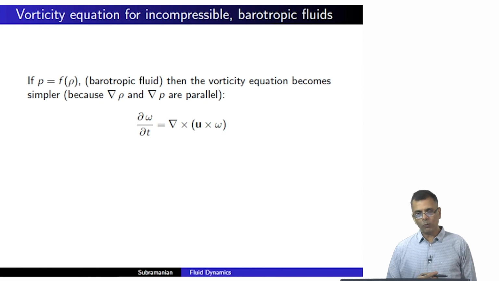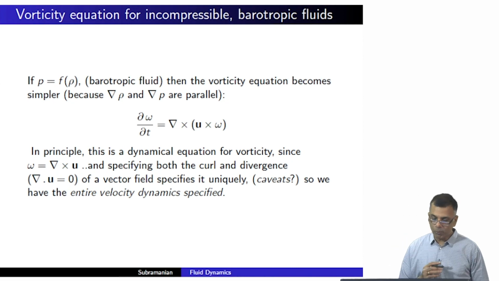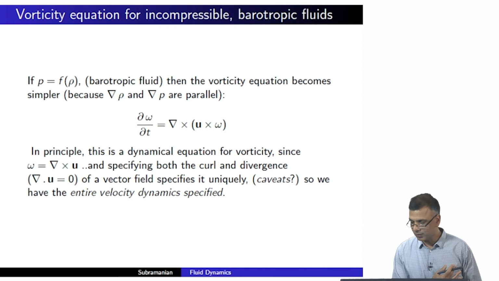You might wonder, omega is the curl of u, and you have u itself here. So it's not exclusively in terms of vorticity, but also in terms of the uncurl of the vorticity, which is the velocity itself. But that's okay. It's still a dynamical equation for the vorticity. In principle, since omega is the curl of u, specifying both the curl and divergence of a vector field specifies the entire vector field uniquely.